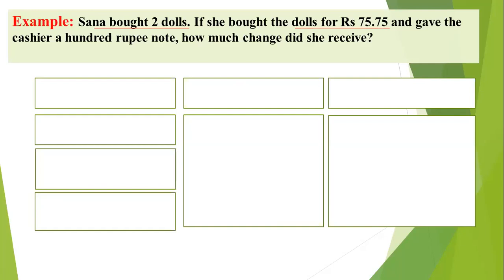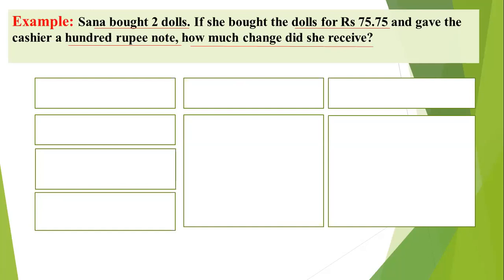Let's underline the keywords. Sana bought 2 dolls for 75 rupees and 75 paisa. She gave the cashier a 100 rupee note. How much change did she receive?